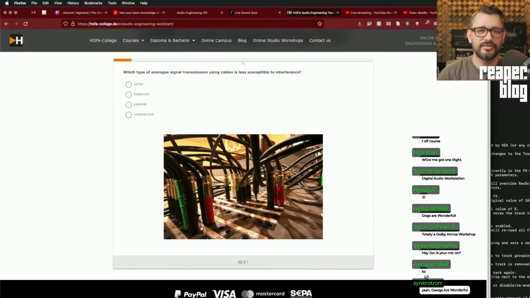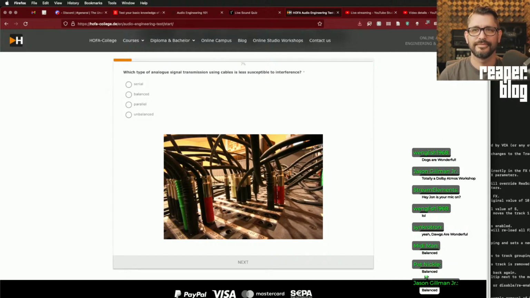Which type of analog signal transmission using cables is less susceptible to interference? Serial, balanced, parallel, unbalanced. All right, chat if you know this one. Balanced, balanced, balanced.